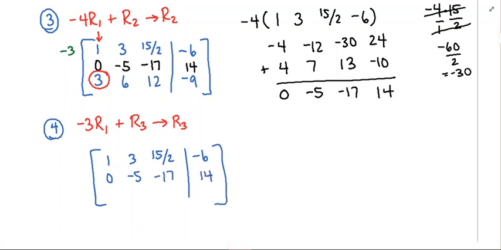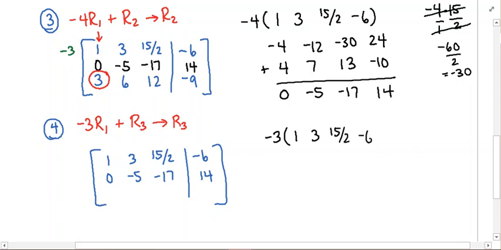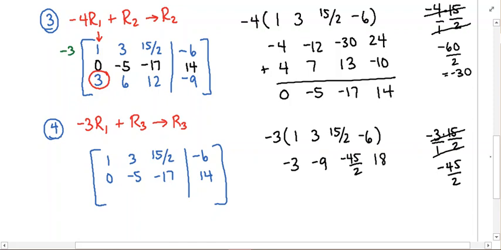And now let's go out to the side and do some work. We are going to do negative 3 times row 1. So we need to run negative 3 through these numbers here. We're going to get negative 3. Negative 3 times 3 is negative 9. We're going to go out to the side and handle this fraction. Negative 3 times 15 halves. This is over 1. Multiply across the top and across the bottom. That's going to be negative 45 over 2. And unfortunately, that does not reduce. And then negative 3 times negative 6 is positive 18.